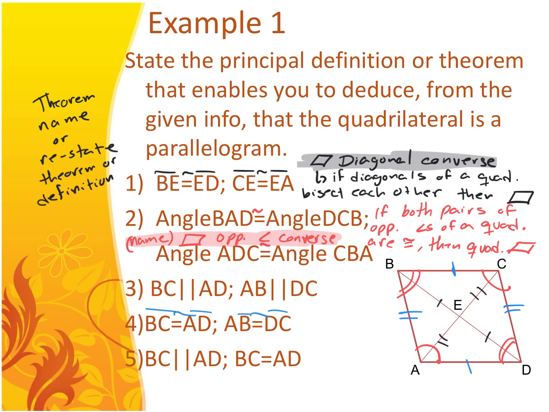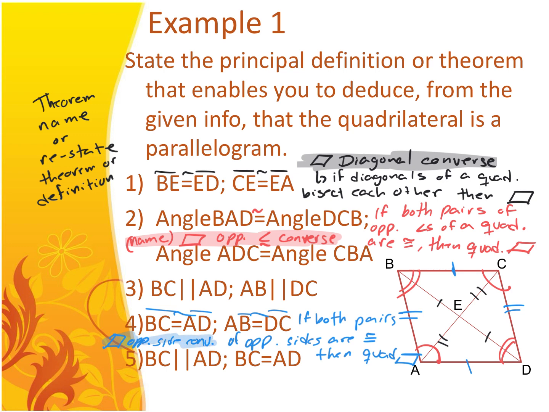We have if both pairs of opposite sides are congruent, then the quadrilateral is a parallelogram. Now, the name for that is the parallelogram opposite side converse. I'm going to highlight it as well so you guys have the title right there.